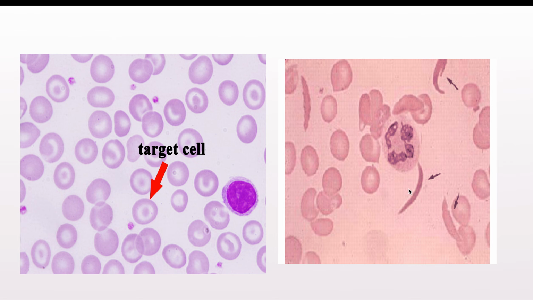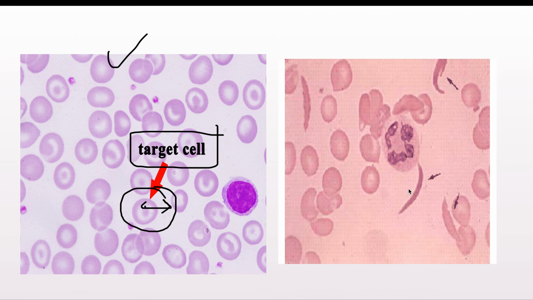like if it is thalassemia, you can find target cells present. So what is a target cell? You can see this is a target cell. It has a targetoid appearance. There is a condensation of hemoglobin in the center. So you can see there is a dark staining area present in the center. This is a target cell. Likewise, if it is sickle cell anemia, you can find sickle cells present. You can see it is typically crescent type. So this is a sickle cell.